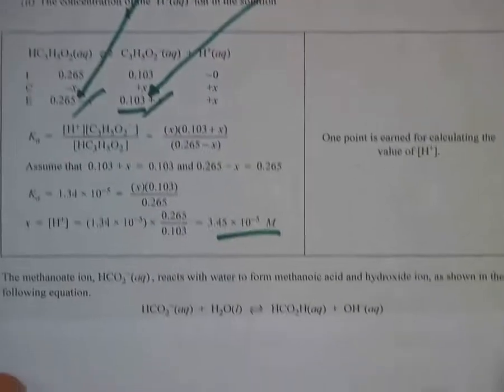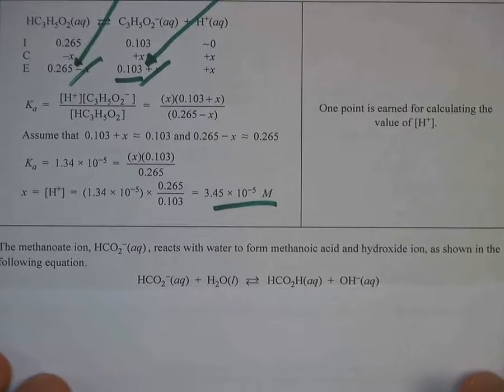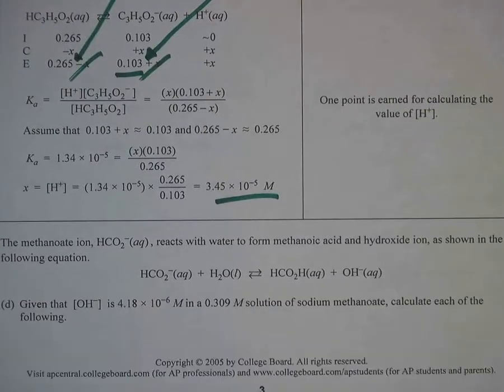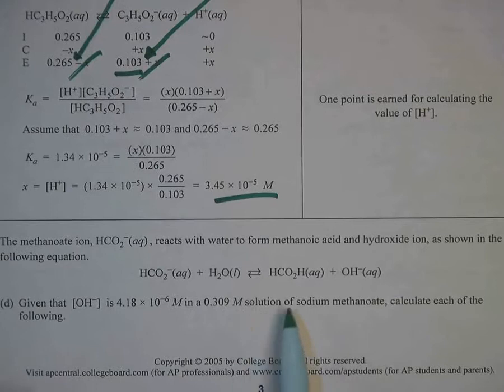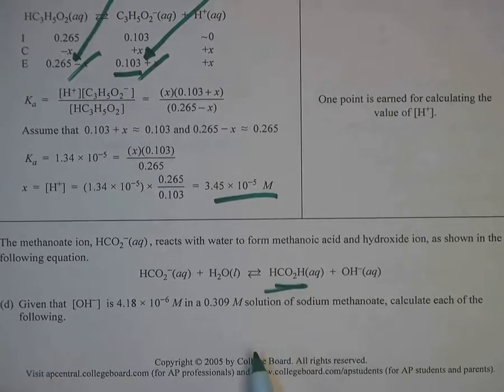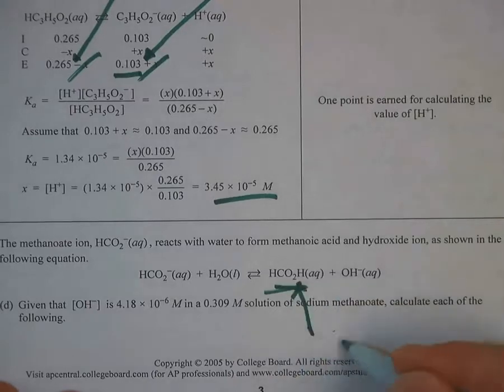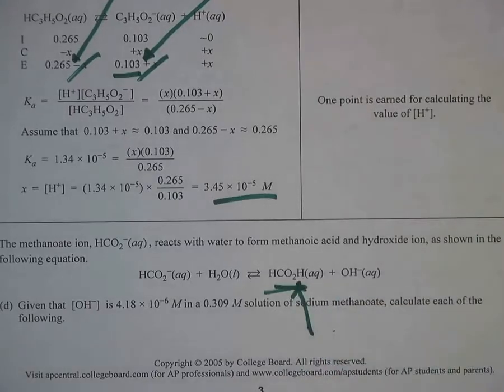Methanoate ion reacts with water to form methanoic acid and hydroxide ion, shown in the following equation. Given the OH minus in the solution, calculate each of the following. They ask a bunch more questions there, and I don't have the rest of the question here. So they're going to ask you some stuff about this guy right here, and then they're going to add some sodium methanoate to it, so it's going to be a common ion right here. Great problem.